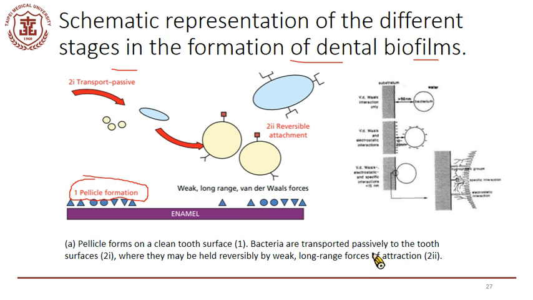The bacteria are transported passively to the tooth surface, where they may be held reversibly by weak long-range forces of attraction. Usually these are van der Waals attractions, which are just weak. Bacteria come with your food, with the air, with the water that you drink. Most of the bacteria that you swallow will just go through. They will not get attached. But for the few that do attach, at the beginning there is just a really weak attraction between the bacteria and the surface. We usually call this van der Waals forces.